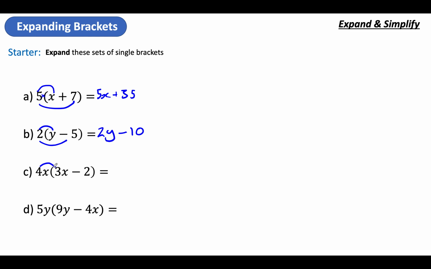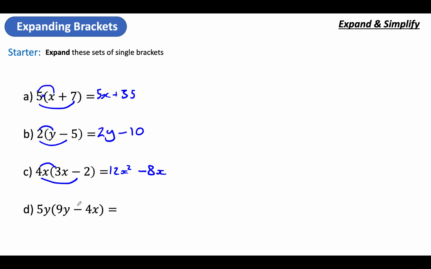Okay, this one. So 4x times by 3x. Well, 4 times 3 is 12. And then x times x we write as x squared to show that it is x times x. And then 4x times by negative 2. Well, negative 2 times 4 is negative 8. And then, of course, it's really negative 2 times 4x, so it's 8x. So 12x squared, take away 8x, okay?